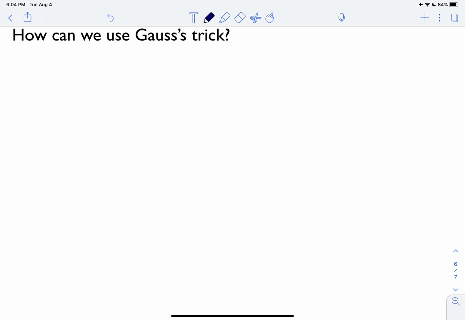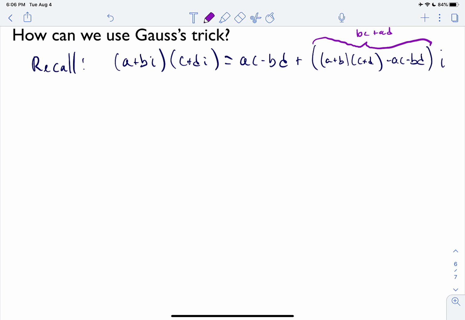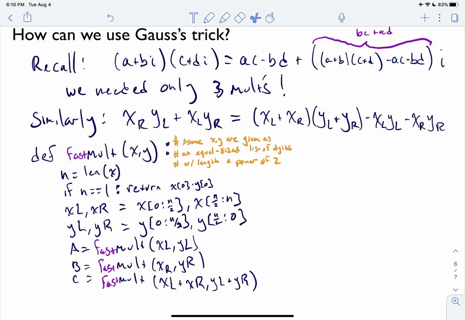Okay, so that technically wasn't a faster algorithm. We haven't actually used Gauss's trick yet. So how do we do that? Let's remember what Gauss said. He observed that you can multiply 2 complex numbers and write it in terms of this, which only requires 3 multiplications. It turns out that the same is true for the combination xr yl plus xl yr. The same distributive law trick can be applied here. And it turns out this is going to give us a faster multiplication algorithm.